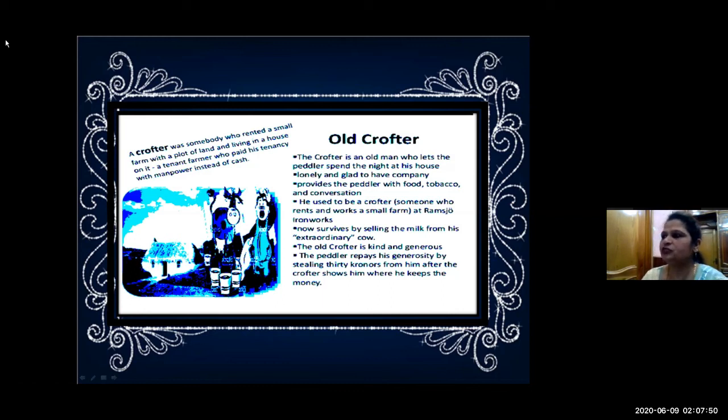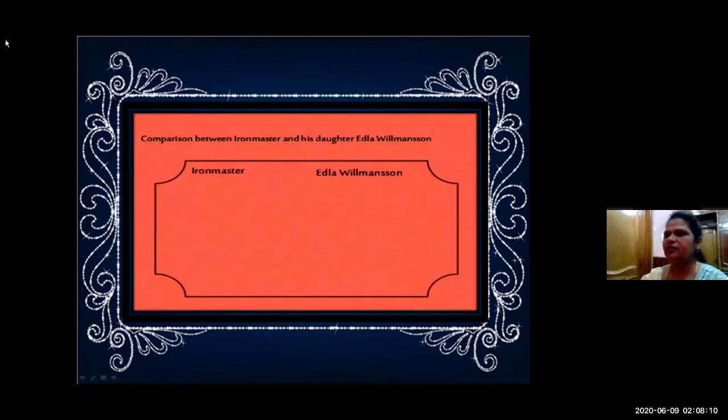He shares his food, tobacco, and all his secrets with him. He is very kind and generous with him. But the peddler repays his generosity by stealing 30 kroners from him after the crofter shows him where he keeps the money. That is, the money was kept in a pouch.